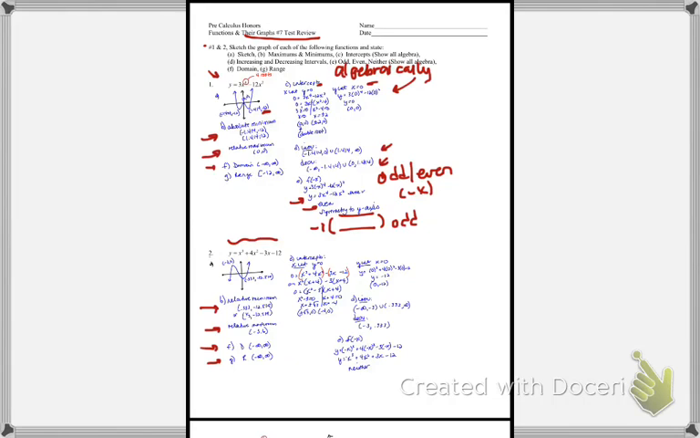Even if it helps you, put letters here. Put letters along your relative mins and maxes. It'll help you decide what they are. Find your intercepts again algebraically, setting them equal to 0, setting the other one equal to 0. You're going to have to factor this.